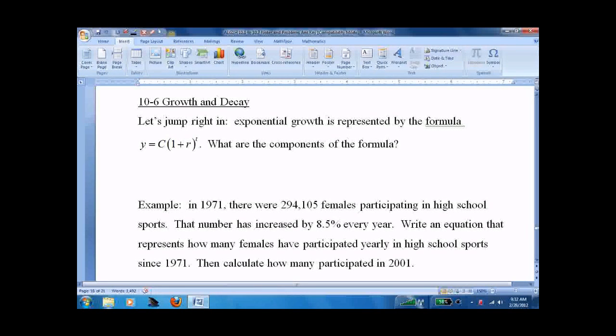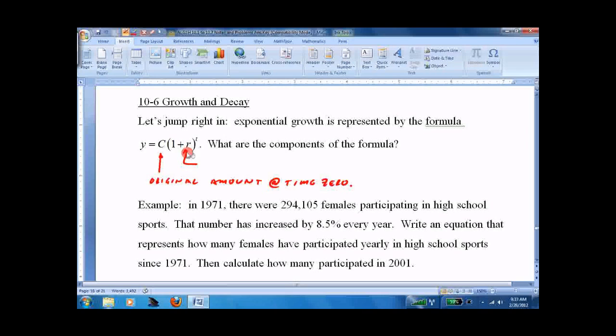Lesson 10.6, Growth and Decay. We'll just jump right in. Exponential growth is represented by the formula y equals c, parentheses 1 plus r to the t. What are the components of this formula? Well, c is the original amount. And the only tricky thing here is that's at time 0. That can cause some problems for people, so keep your eyes open.